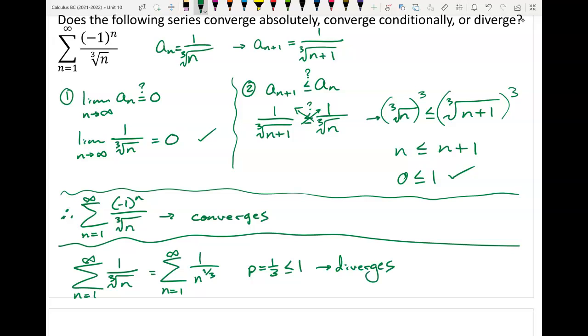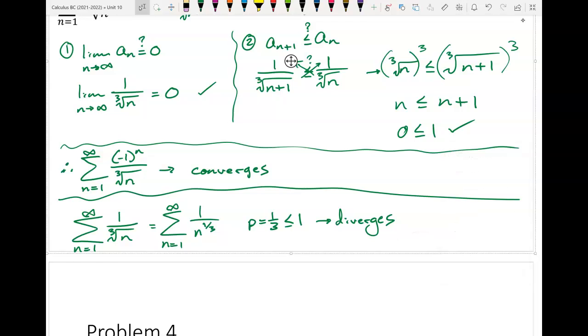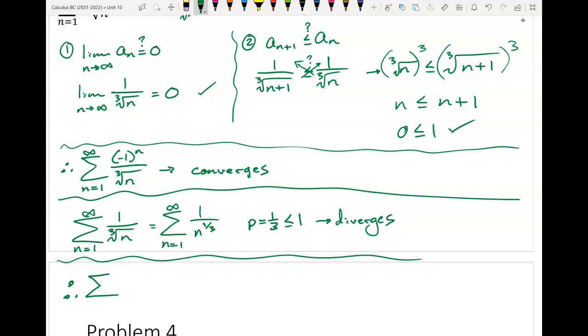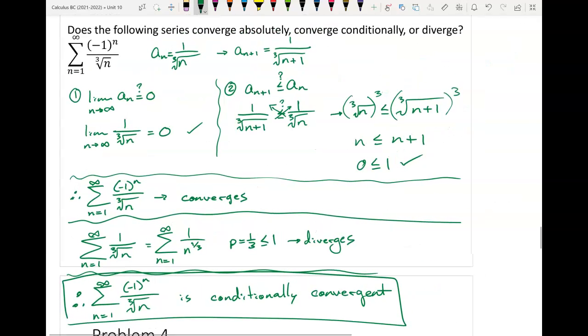So then what is our final conclusion? We can then say, therefore, our original one is conditionally convergent. That is the final answer. Okay?